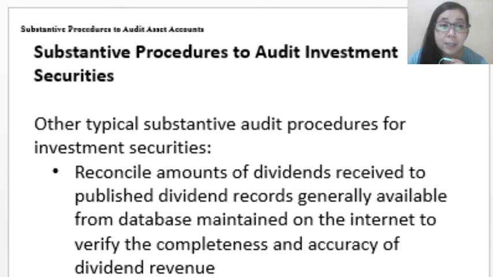Next, the auditor can also reconcile the amounts of the dividends received by the entity. Normally, if these are public entities in which the investments are placed, then the dividends are usually published, or the auditor can take this information from the records generally available from databases on the internet, to verify if the amount or the value of the investment is correct and completely recorded. Because normally when dividends are given, they are based on the number of shares owned by the entity or on the amount of their investment. Therefore, the auditor can determine the completeness and accuracy of such balances.